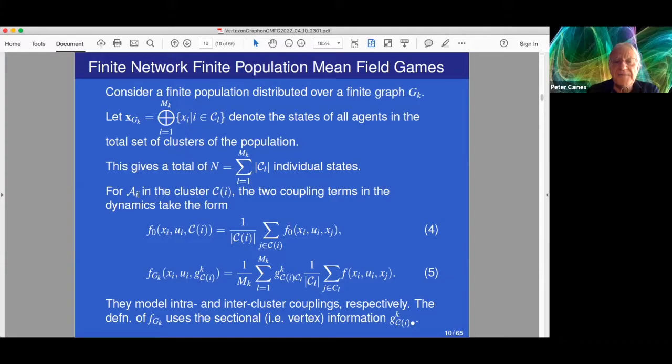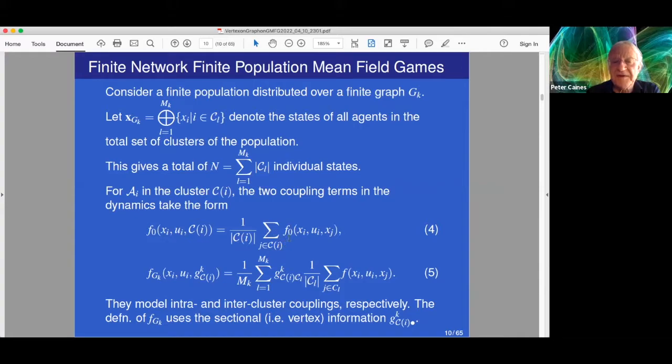Now we come to the dynamics. So there's going to be local, good old mean field dynamics, and then there's going to be the interaction of the dynamics between the nodes. So here we have the familiar situation that at the lth node, for the ith agent, so in the lth cluster, the dynamics will be defined for a typical agent.